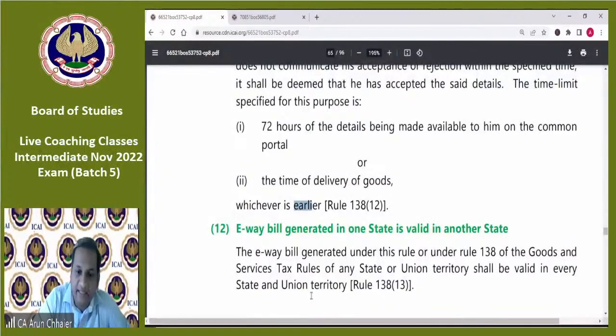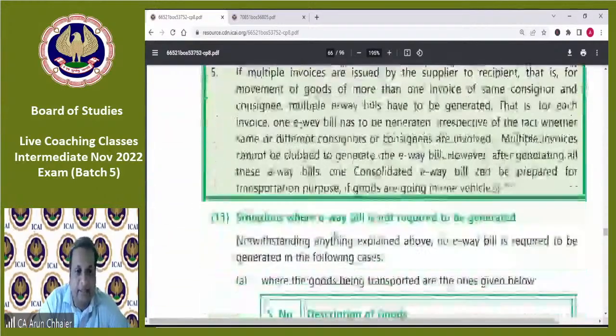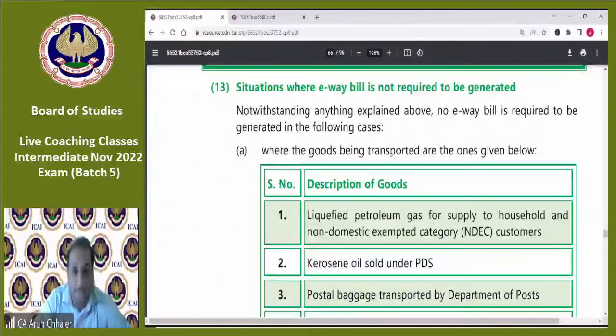If an e-way bill is generated in one state, it is valid in another state. Correct? Now this is important. This is rule 138, sub rule 14: situations where an e-way bill is not required to be generated.